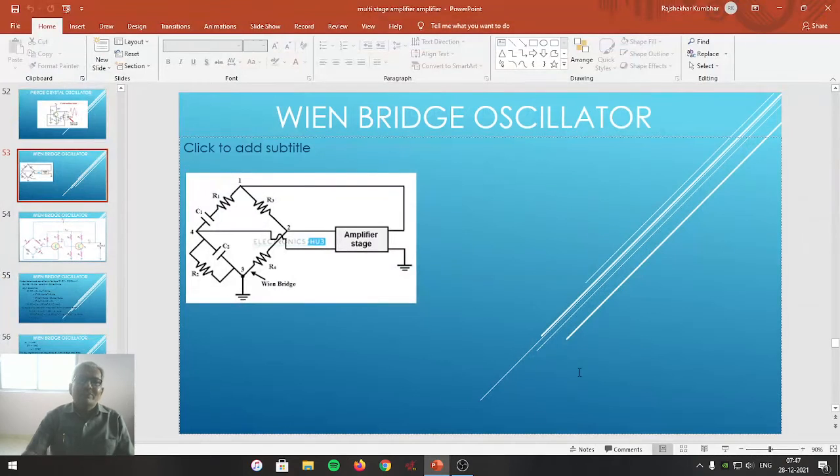In yesterday's lecture, we discussed the crystal oscillator, which works on the piezoelectric effect, where we have studied that there are some naturally available crystals like quartz, tourmaline, and Rochelle salt.